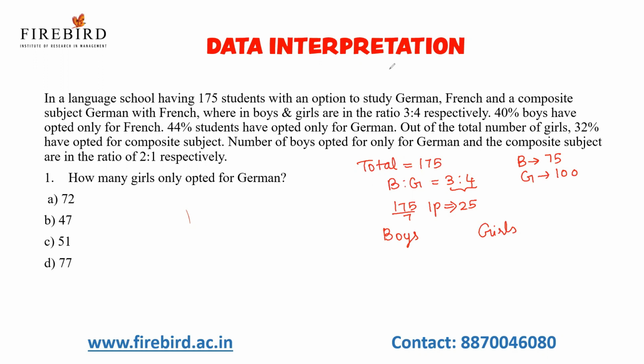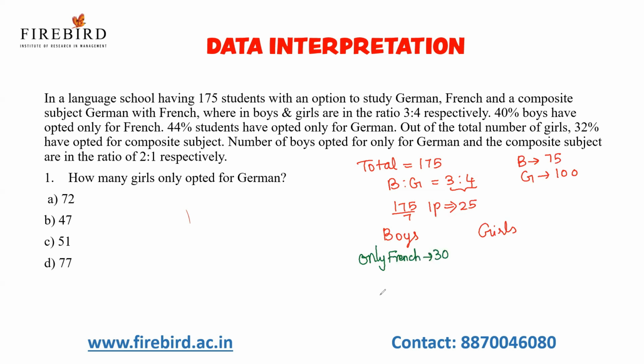Now see here. 40% of boys have opted only for French. So how many boys are there in total? 75 boys are there. In that, 40% opted only for French. So 10% is 7.5, 20% will be 15 and 40% will be 30. So the number of boys who have opted only for French is 30.